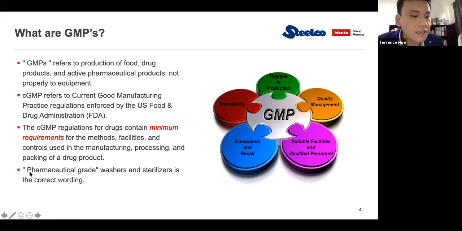We always term our washer or sterilizer in the pharmaceutical industry as pharmaceutical grade, not GMP washer or sterilizer. We call it pharmaceutical grade washer and sterilizer. This is the correct term or wording to be used. There are some countries, like the US, that write it as the GMP washer, but we term it pharmaceutical grade washer so that everyone finds it much easier to understand. Of course, GMP is a guideline that includes everything in pharmaceutical production: traceability, compliance, facilities, people, quality management, even hygiene in production.